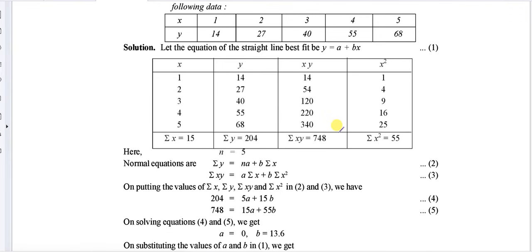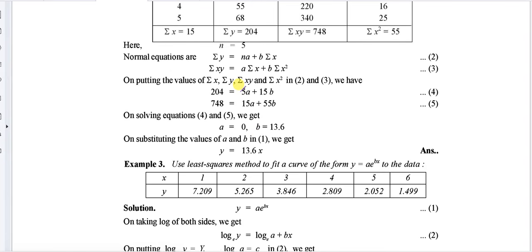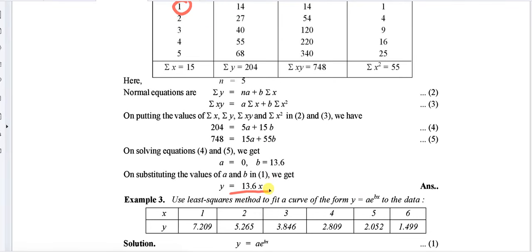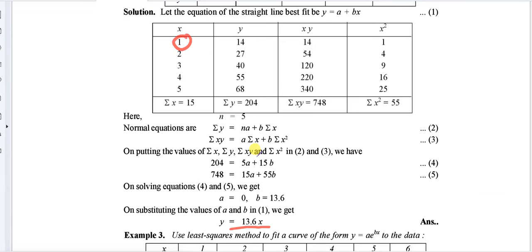Similarly, if I see this the same way, with x values and y values, I may compute y equal to 13.6x. If I plug in x equal to 1, I may get y equal to 13.6, but here it is 14. For x equal to 2, 13.6 times 2 is 27.2, and here it is 27. So some of the points may be above, some of the points may be below, but here we are adjusting the line in such a way that the error should be minimum.